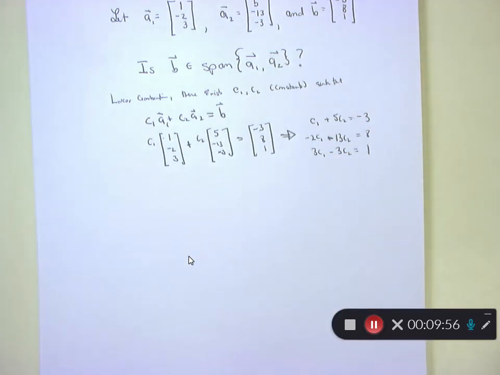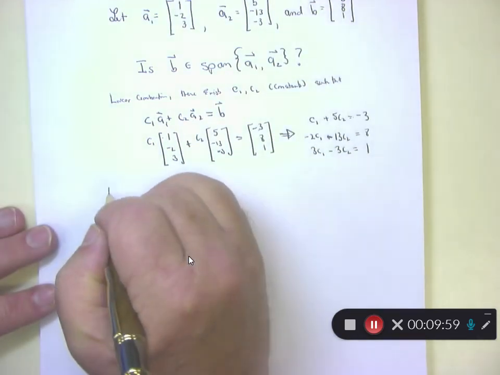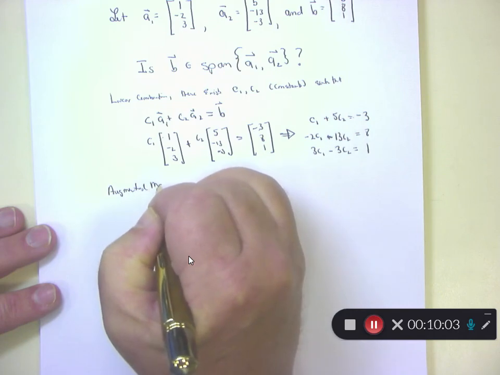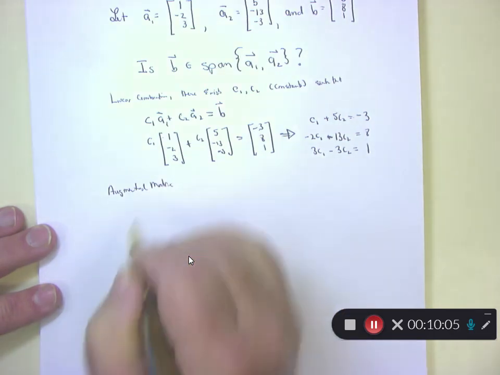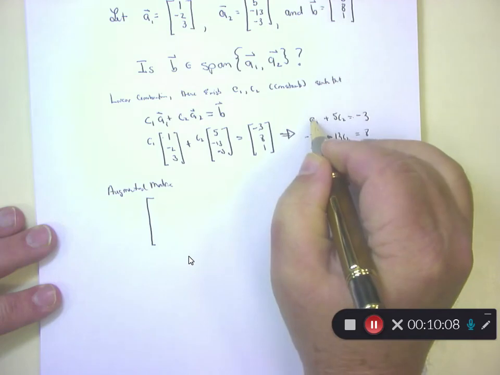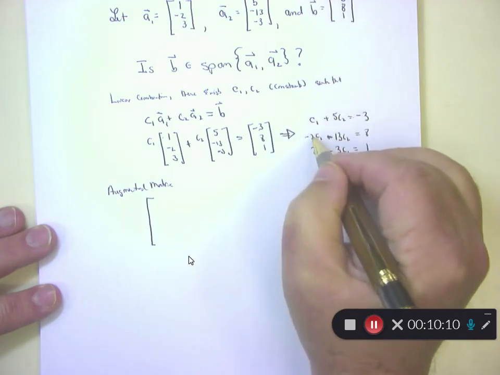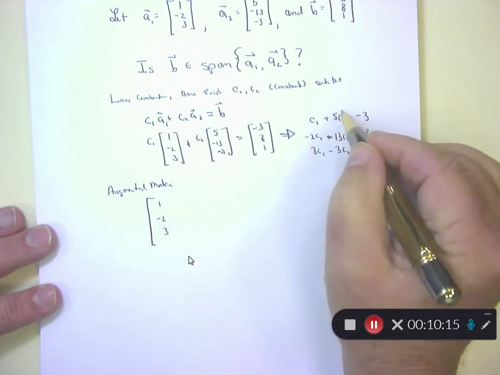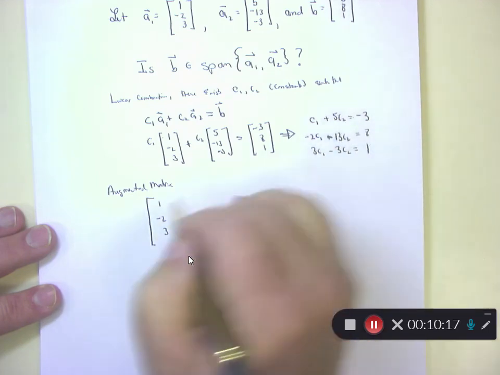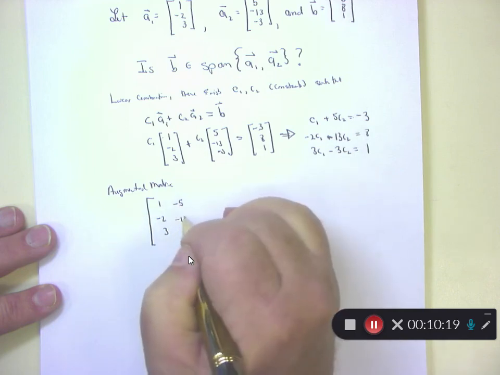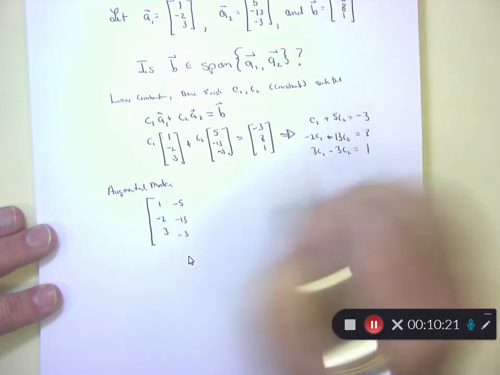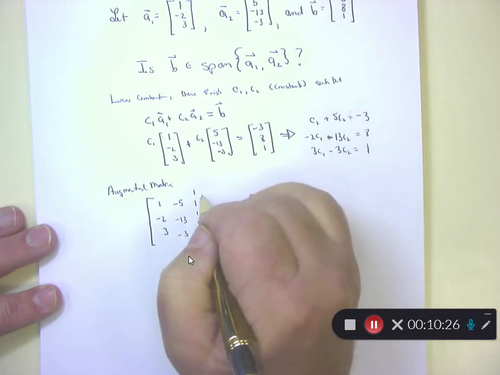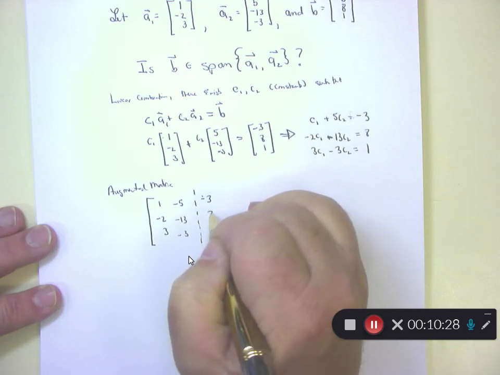What would you do? Augmented matrix. And if I wrote this as an augmented matrix, what would it look like? Well, the coefficients of the C1 is 1, negative 2, 3, 1, negative 2, 3. The coefficients of, we call it the coefficient matrix, 5, negative 13, negative 3. And it's augmented with the B vector, which is negative 3, 8, 1.